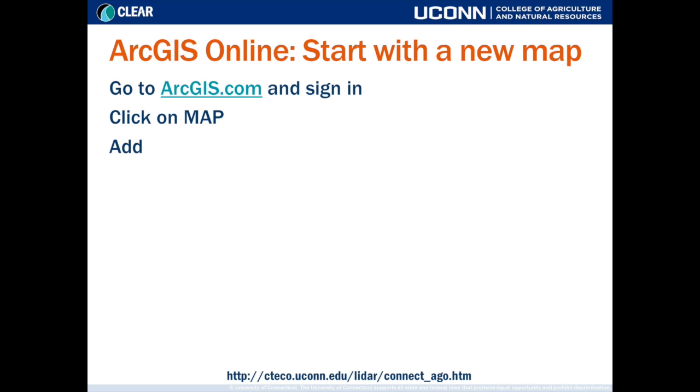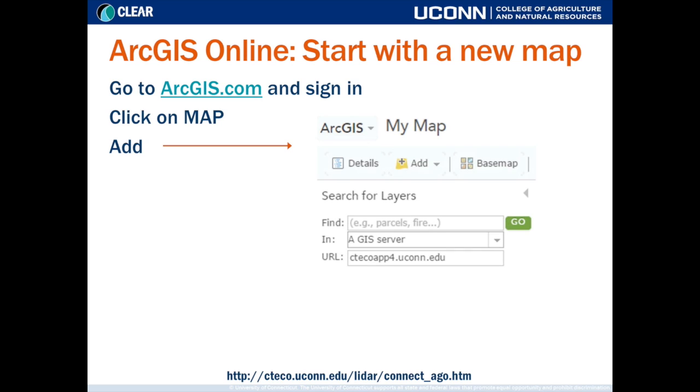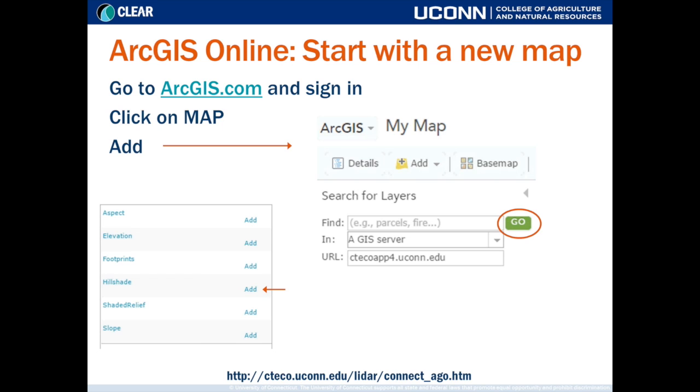If you want to start with a new map, you go to arcgis.com and sign in with your own account. You click on Map, and then you add our data. How do you do that? In the Add Data drop-down, you choose Search for Layers, and you fill it out so it looks like this, a GIS server, and you type that in, ctecoapp4.uconn.edu, and you click Go. And once you do that, our different layers there show up, and you click Add, and now that layer will be added to your map. In ArcGIS Online, it looks something like that, and then you can customize away and save it to your own account.